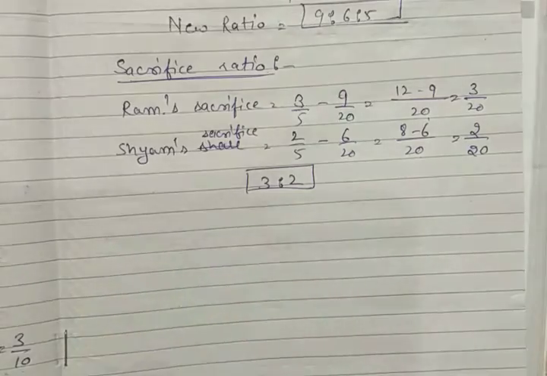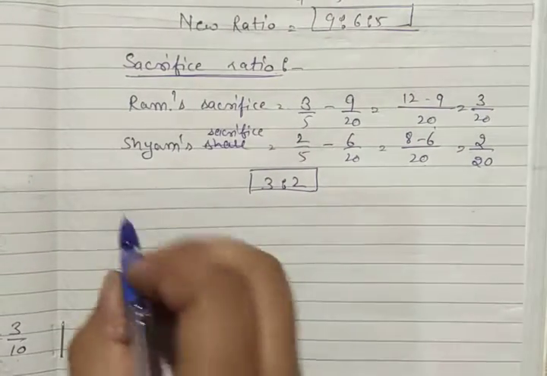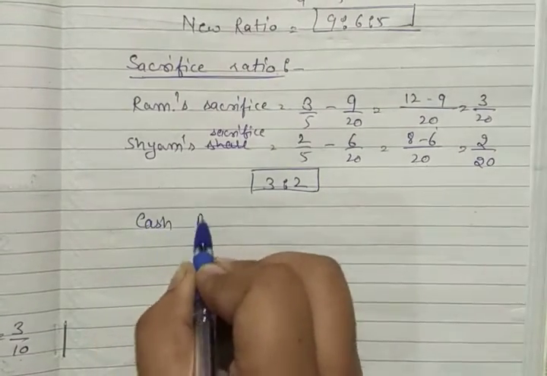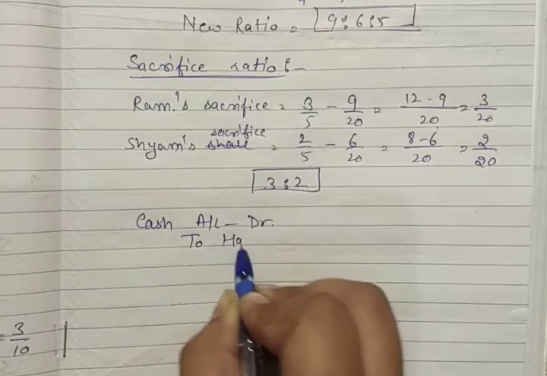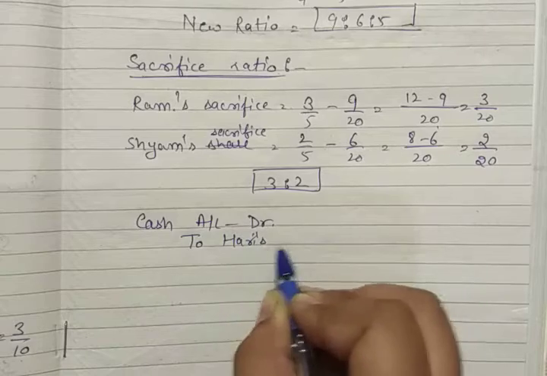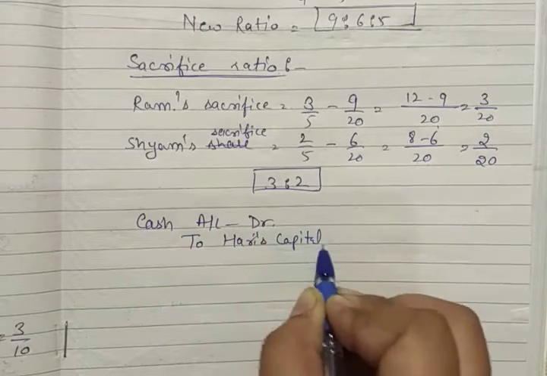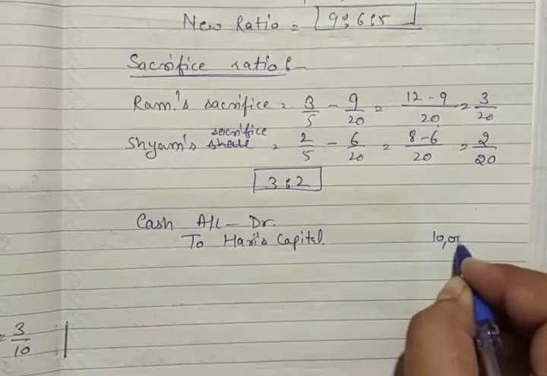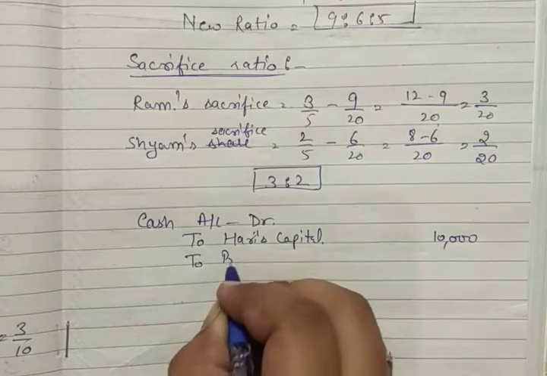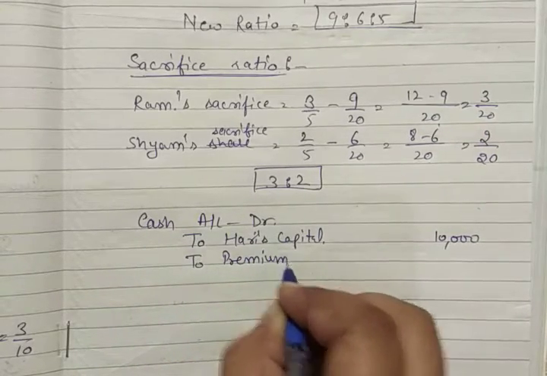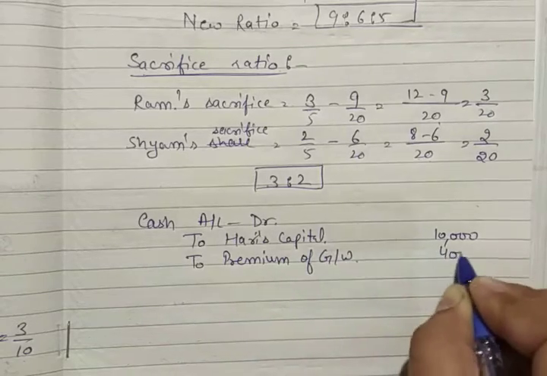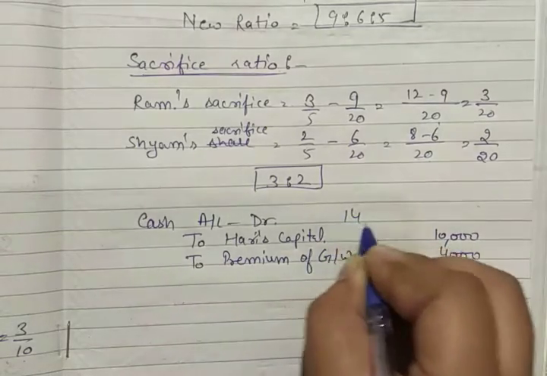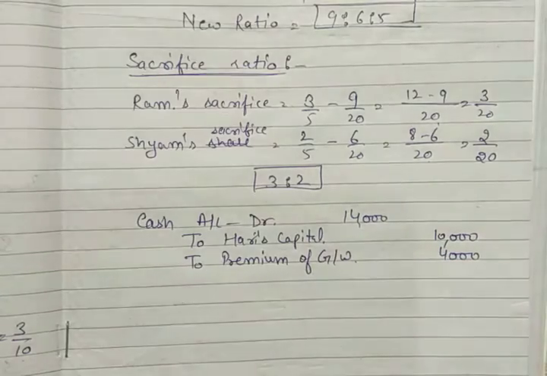So first of all, what did Hari bring in? Hari brought in cash. So we will write cash account debit, and this cash was for Hari's capital, that is a liability. Hari's capital was 10,000, and also the premium for goodwill. He has also brought the premium of goodwill, that is 4,000 rupees. So in total he has brought 14,000 cash. So this was the first entry.